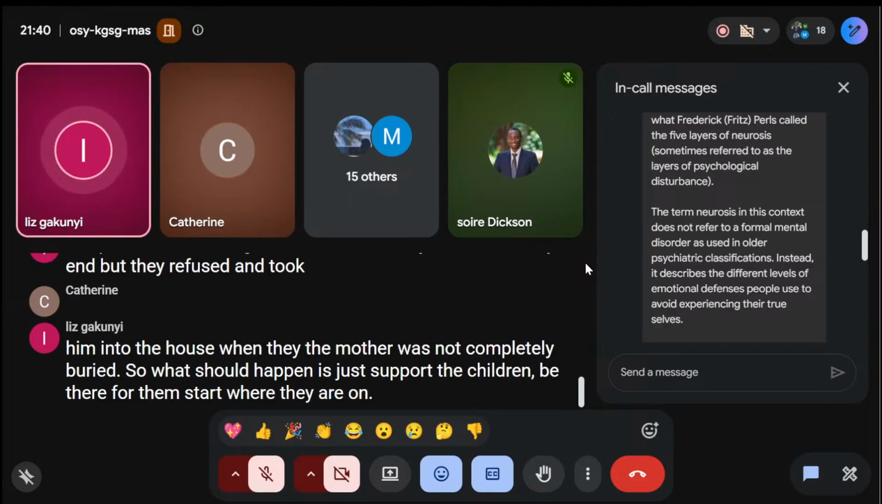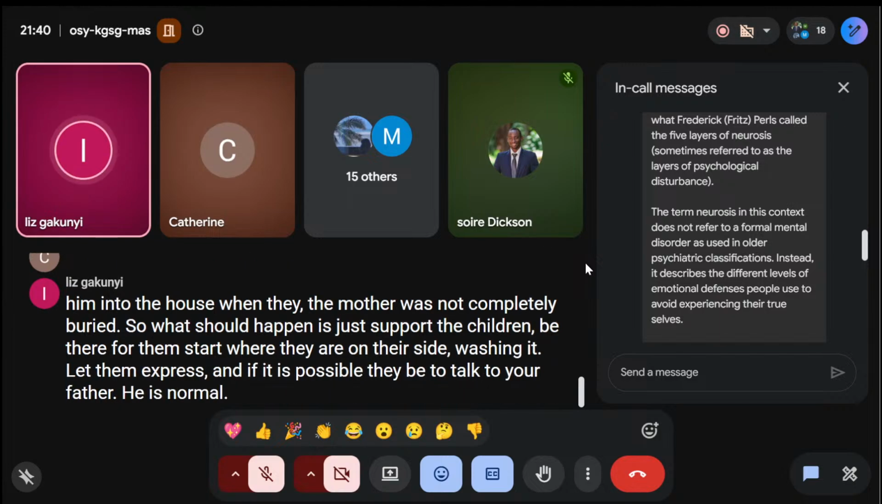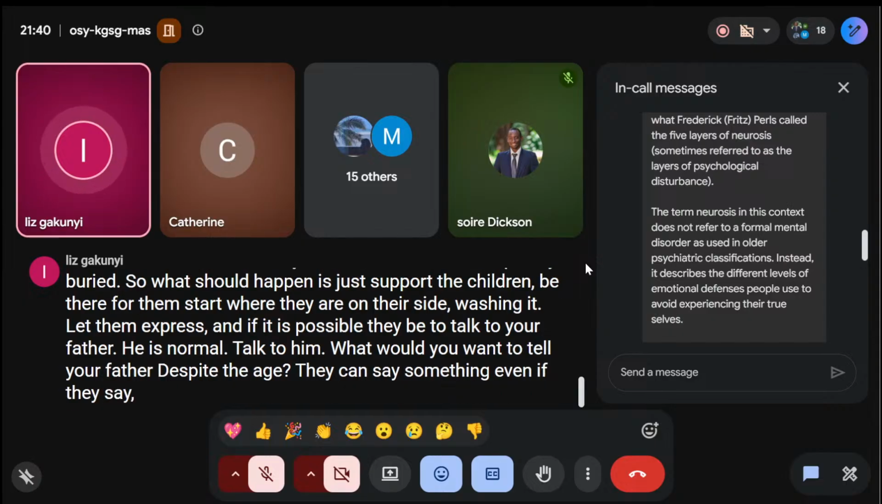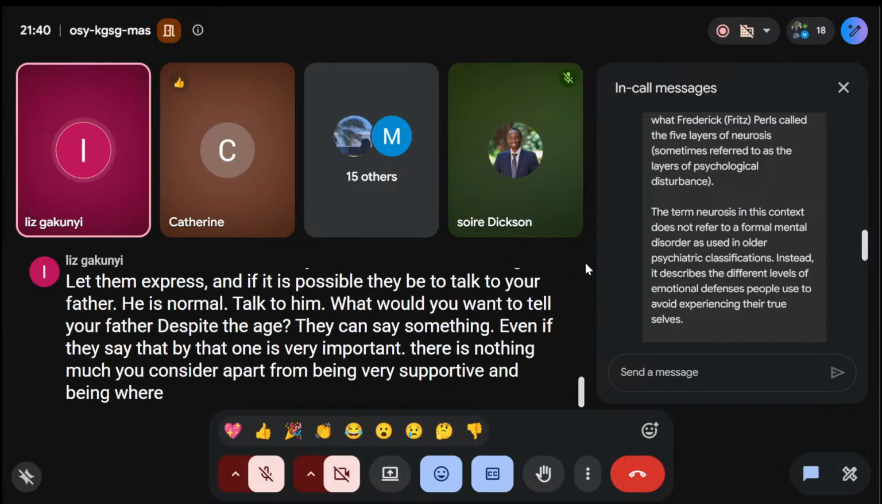On their side, let them express. And if it is possible, maybe talk to your father, he is gone. Talk to him. What would you want to tell your father? Despite the age, they can say something. Even if they say, Dad, bye, that one is very important. There is nothing much you can say there apart from being very supportive and being where the children are.